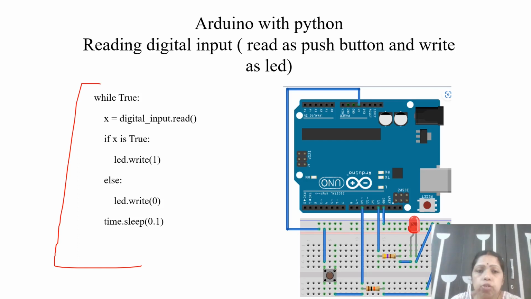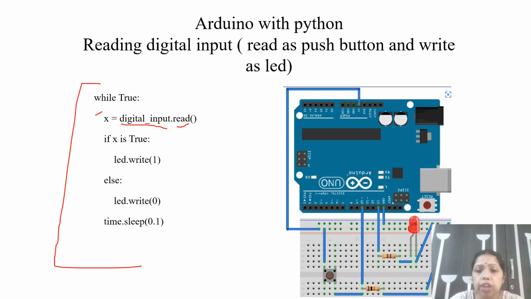So while True. You can see in the Arduino diagram, if the push button is pressed, this data will be stored in the pin number. That value I am storing in a variable X. The digital input, whatever board pin number, I have already stored in a digital input variable. So you need to read the data from that particular pin using digital pin dot read, because the pin configuration is stored in the digital pin variable. So this I am storing in X.